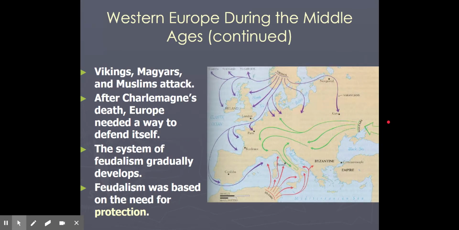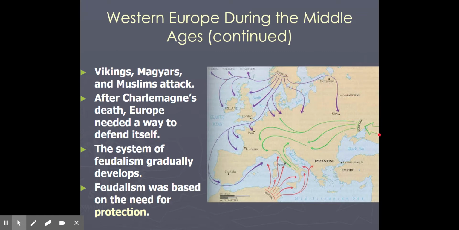Now, during this time, yes, Charlemagne had conquered all the territory, but there were other people continuing to attack, and there were still always people fighting to conquer. And from the north came the Vikings. The Vikings, of course, in their ships, we look at them with the horns on their helmets. They began attacking from the north.